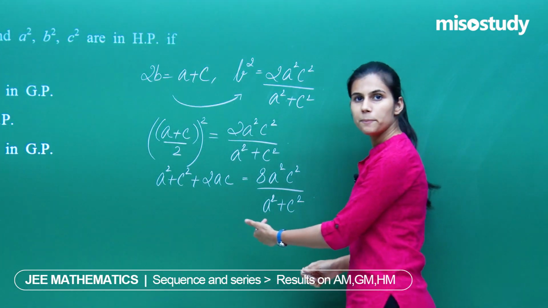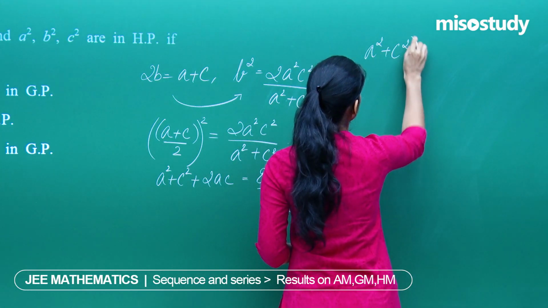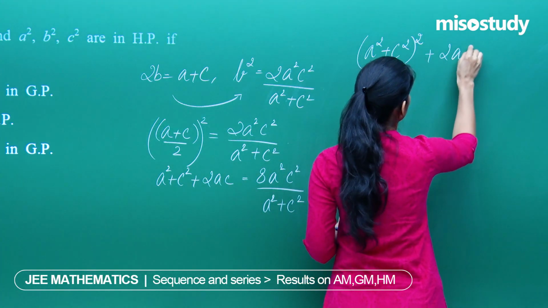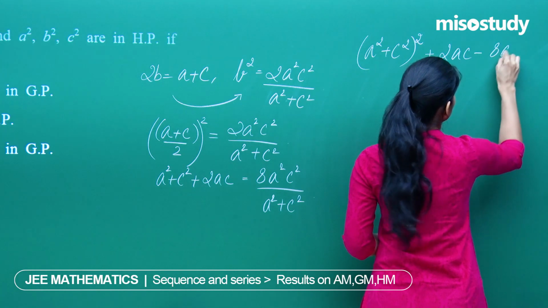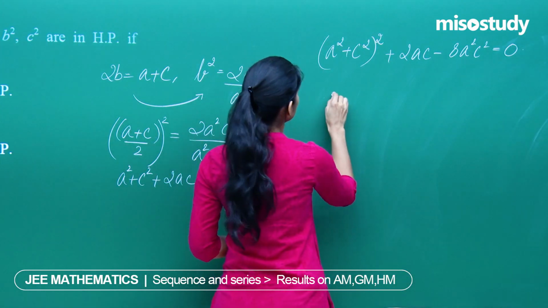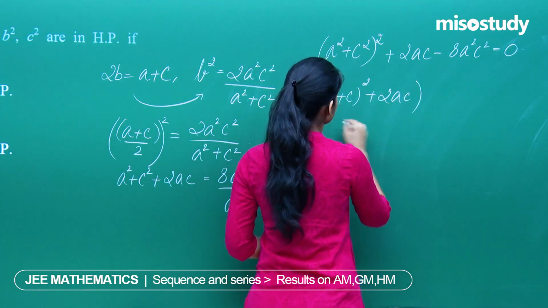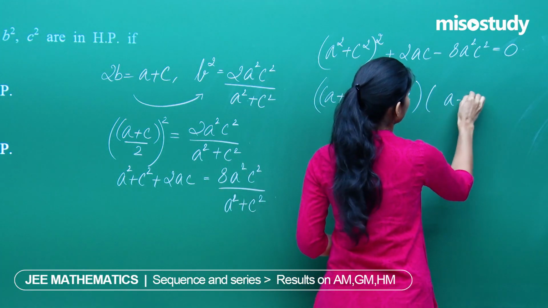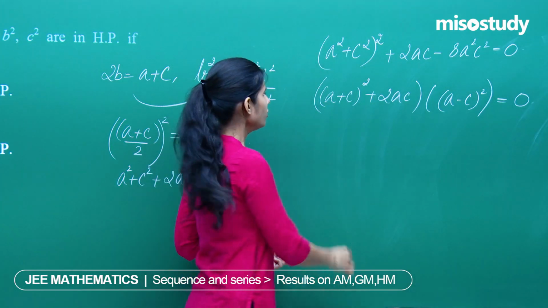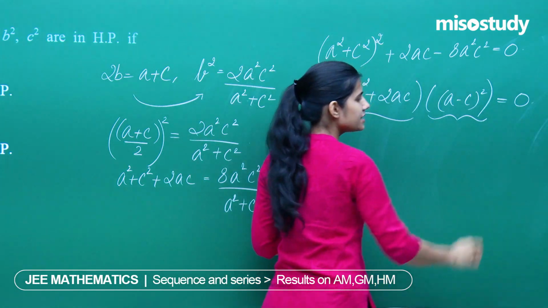This gives you (a square plus c square) whole square plus 2ac minus 8a square c square equals 0. So you basically land yourself at the step (a plus c) whole square plus 2ac multiplied by (a minus c) whole square equals 0. So either this is 0 or this is 0. Only then this product can be 0.